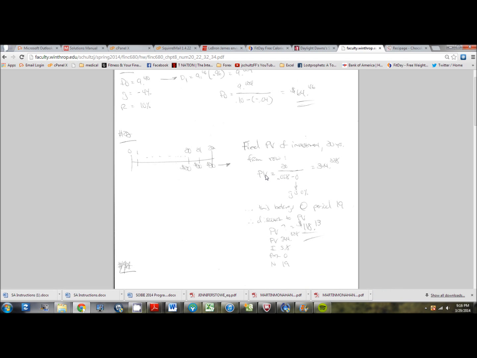So that is why you have to now bring this back to the true present value, which is here. And so then we're just going to do that in our typical time value of money application. The future value is the 344.828. Your discount rate is 5.8, your payment is nothing, and your N is 19. Crank that out, and you get 118.13. That is the stock price today.